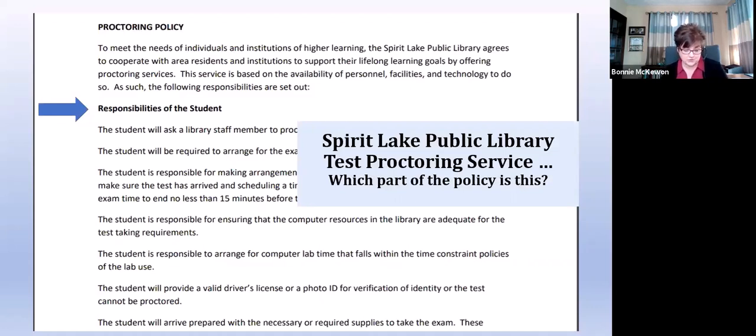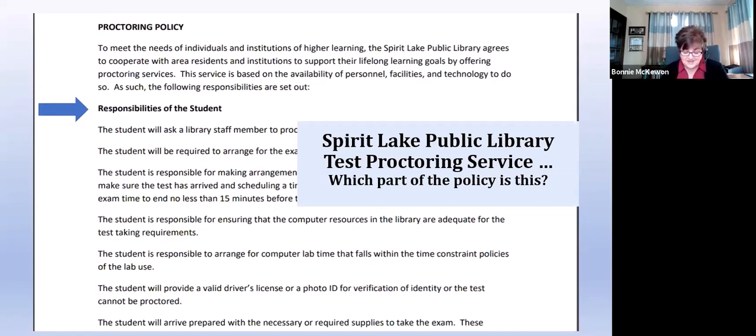test proctoring service. From the slide, you can readily identify these points as regulations because they are things that students need to know before using the library's test proctoring service. Some really important ideas here. Students need to ensure that a computer will be available at the library when it's test taking time. Students need to provide a driver's license or some other form of ID.